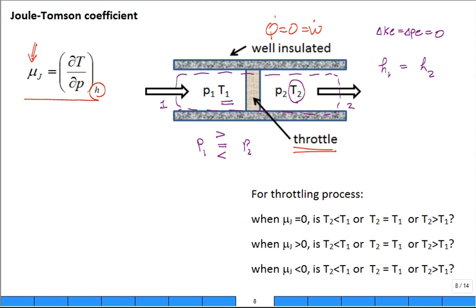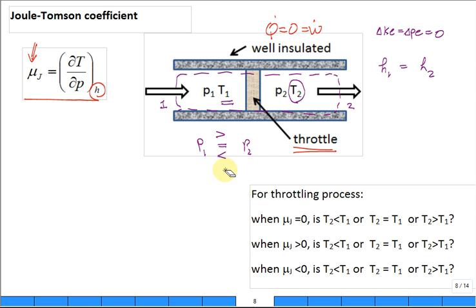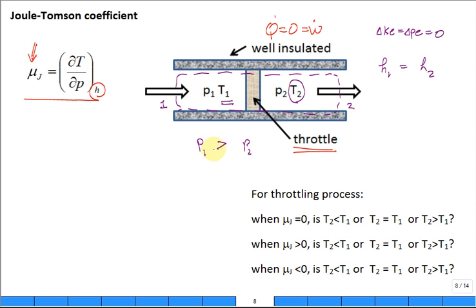I have flow through a restriction. It's a throttling device. Can P2 be greater than P1? Can it be equal to P1? Or must it be less than P1? It doesn't make sense any other way. So P1 is greater, true? It's not like you can let P2 be greater than P1. It doesn't make sense. This is a throttling process.